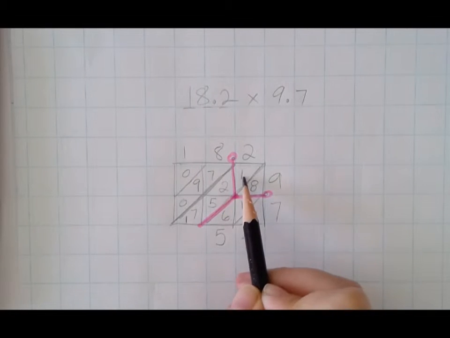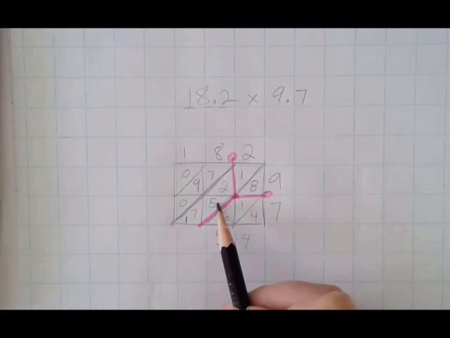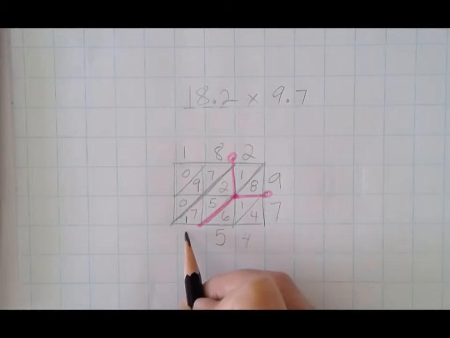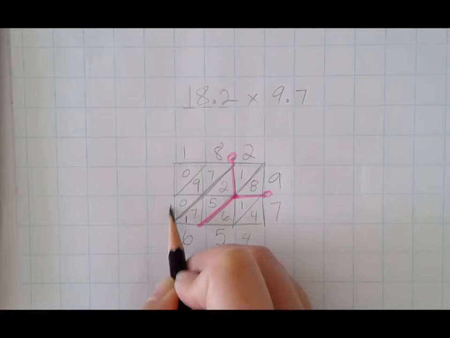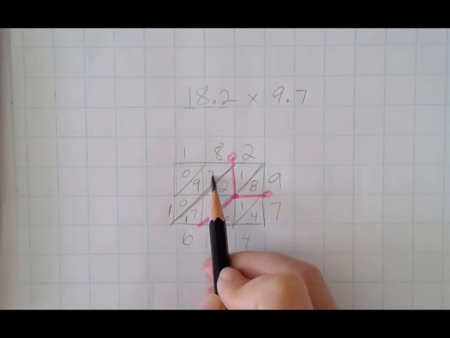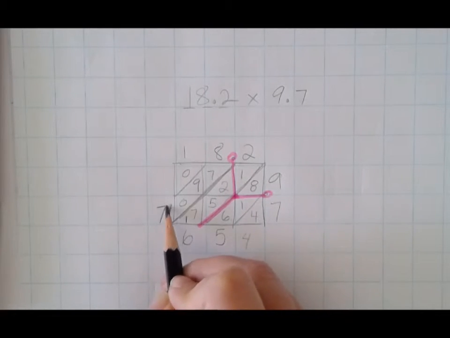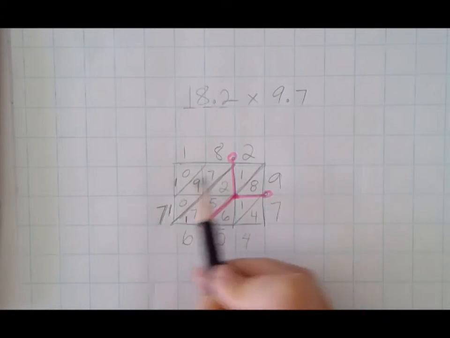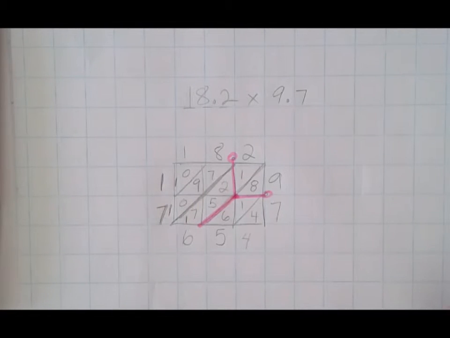7 plus 2 plus 1 gives me 10 altogether. Plus 5 is 15, plus 1 is 16. So here's my 6, carry my 1 to this column. 9 plus 1 is 10, plus the 7 is 17. There's my 7, carry my 1, and then there's just 1. Okay, so my decimal should go here between the 6 and the 5. So when I rewrite my answer, 176 and 54 hundredths, this makes sense to us.